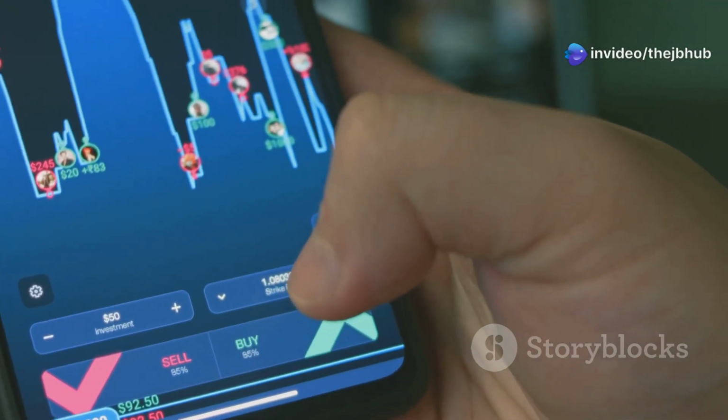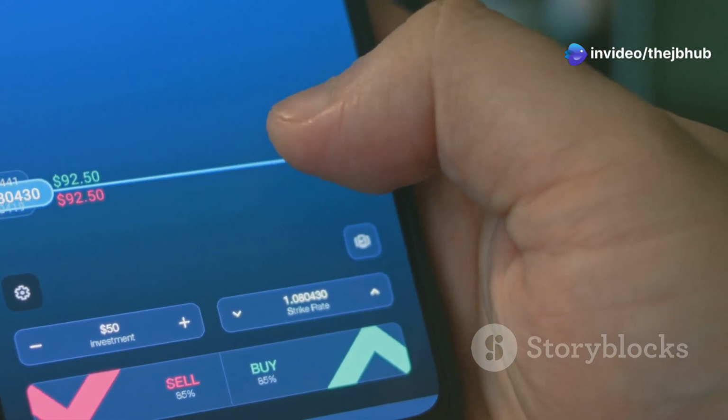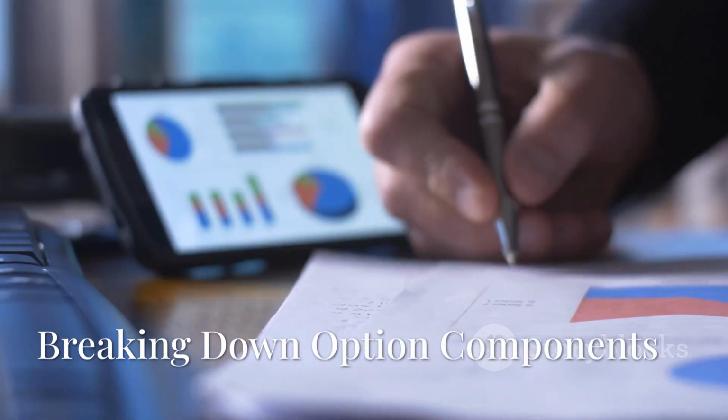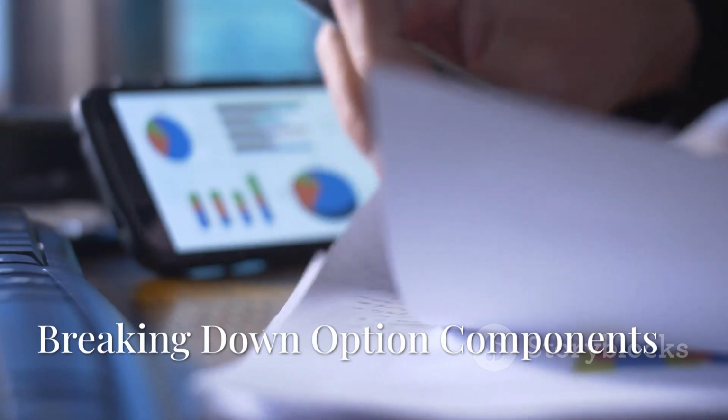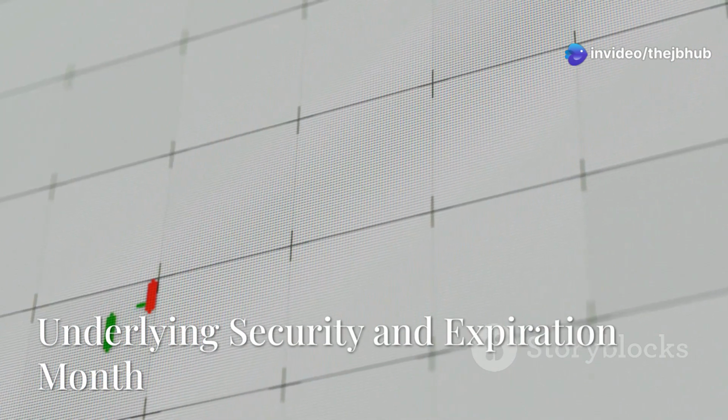So for instance, let's say an investor purchased one call option on XYZ stock with a May expiration, an exercise price of $30, and a premium of $3. Now let's break down the individual components of that option contract example and see what each part represents.